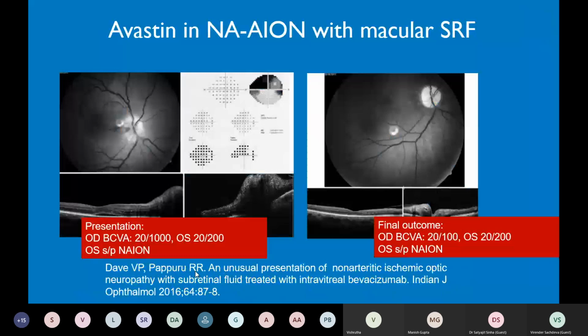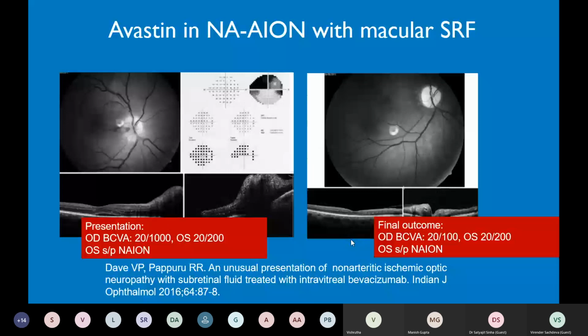There is another study which showed that if you are treating a patient with Avastin, especially with macular subretinal fluid, there might be flattening of the macula and improvement in the visual acuity. Apart from this, our little experience also tells that if you are treating with intravitreal VEGF in these patients, there might be reduction in the edema, and these patients might have relatively better visual acuity at 6 weeks and 3 months follow-up as compared to no treatment versus oral steroids.